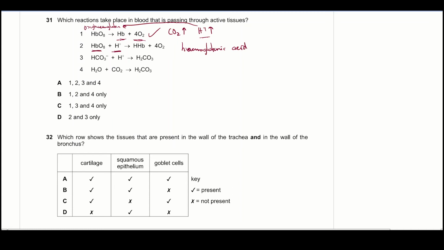And oxygen. As we all know, when carbon dioxide concentration increases in tissue, it forms more carbonic acid, and this carbonic acid dissociates into bicarbonate and H plus ions. So what happens in tissue is that H plus ions combine with oxyhemoglobin, forming hemoglobinic acid, which has a lower affinity to oxygen, so it releases oxygen in tissue. So this is correct.